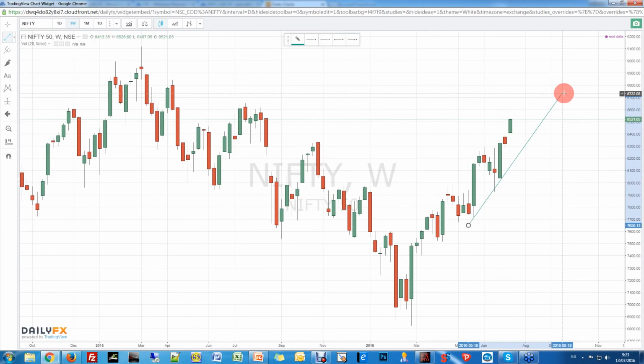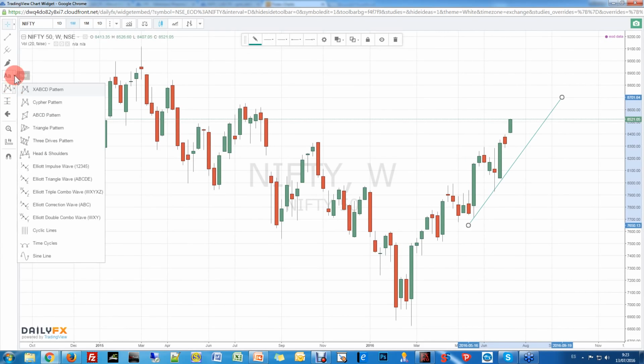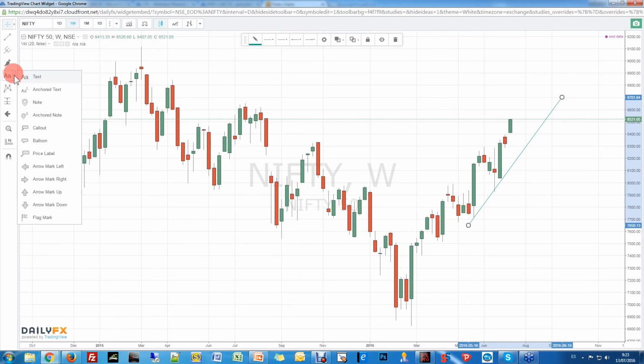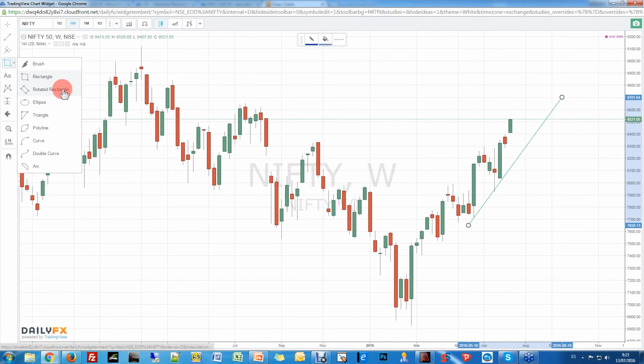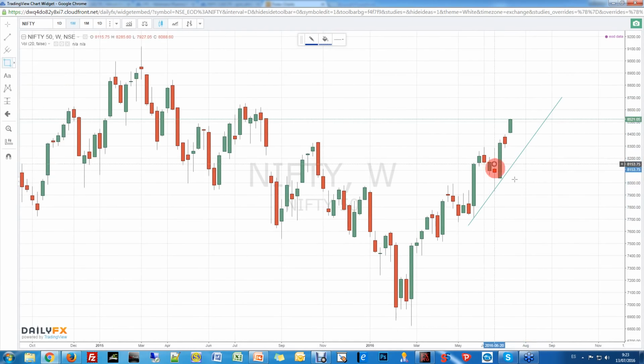This is the area responsible for it. I need to find the objects here. I've got it, the rectangle. So this is what we have here: a new area of demand on the weekly. Prices rally, base, rally, and a potential area of demand is being created there. So this is what we have in the weekly.